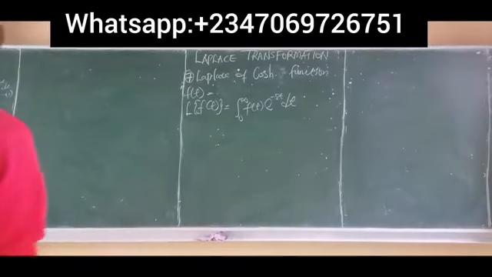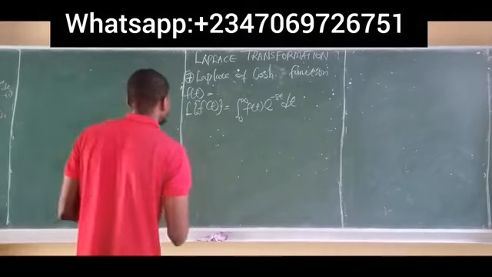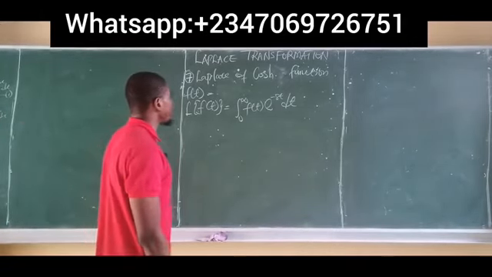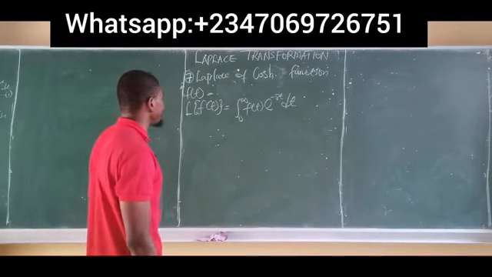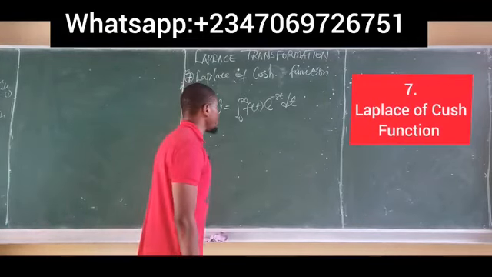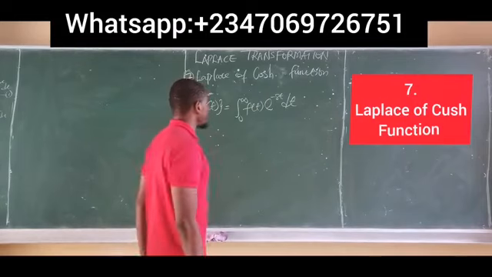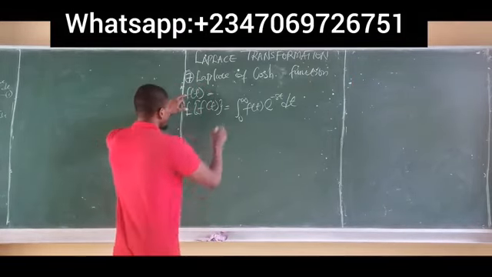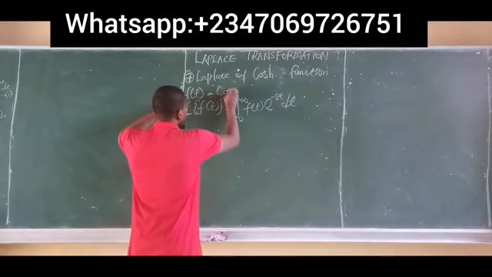All right, guys, so let's consider the seventh, which in this case is the last table of standard values for Laplace transformation, and it's simply the Laplace of the hyperbolic cos function, which is simply called cosh. So simply the Laplace of the cosh function. So let's say we are given a function f of t to be equal to cosh.